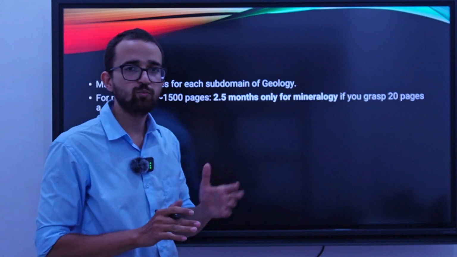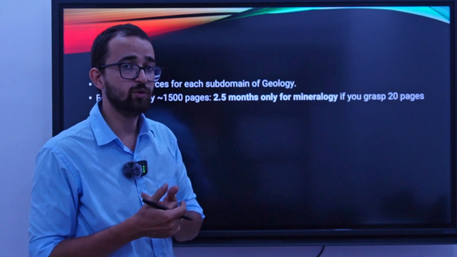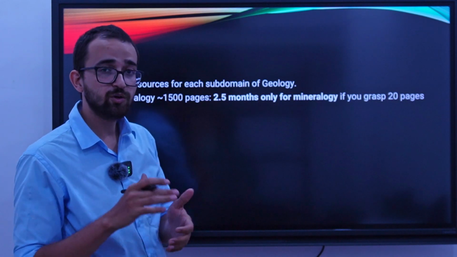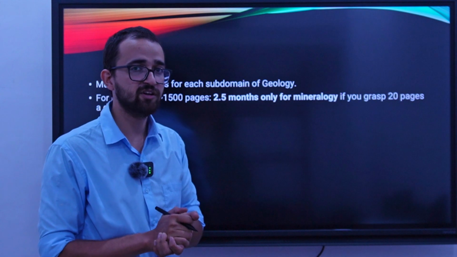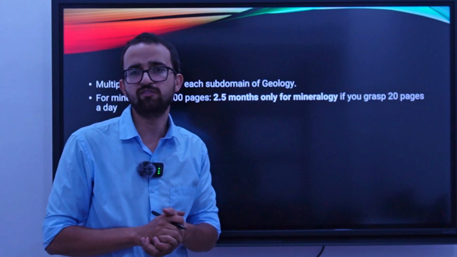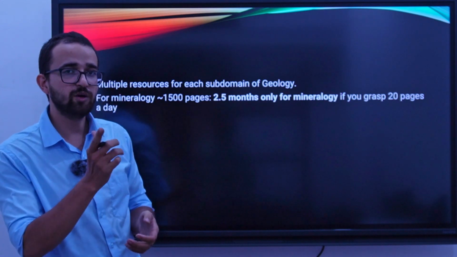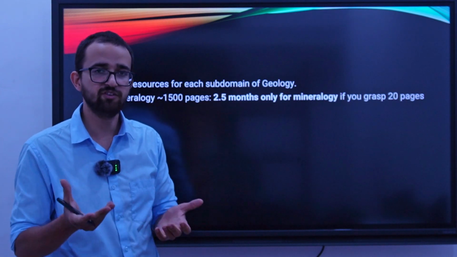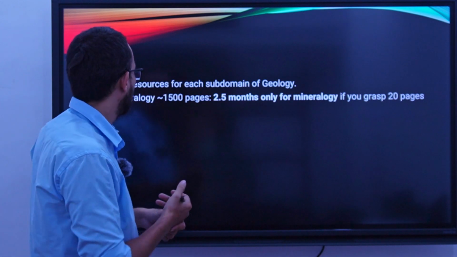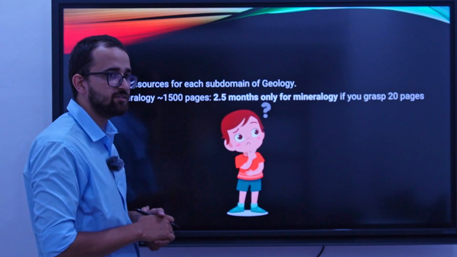So that is around 2.5 months of preparation, when you are doing 20 pages a day, you are understanding 20 pages a day. Now, for example, if there is a student who has just started his competitive journey and he is targeting some examination in 2025, it is not possible that he can give 2.5 months to just one subject, that is mineralogy. If he does that, there won't be enough time to do other subdomains. So that is one big nuance that a student faces.